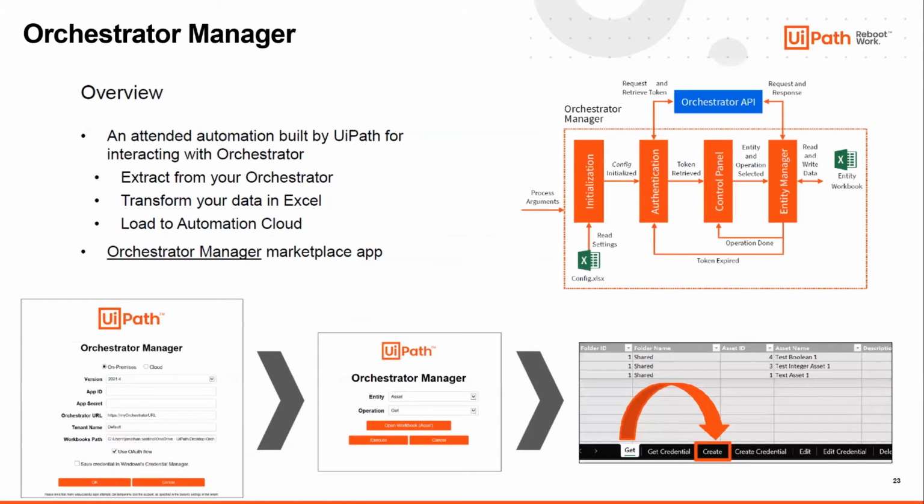For the Orchestrator Manager, it is an attended automation built by UiPath for interacting with orchestrators. Basically, a solution with a bunch of workflows that you run in Studio. It extracts from your orchestrator, transforms your data in Excel, and then loads to Automation Cloud. And the whole solution is available on our marketplace along with fairly detailed documentation.